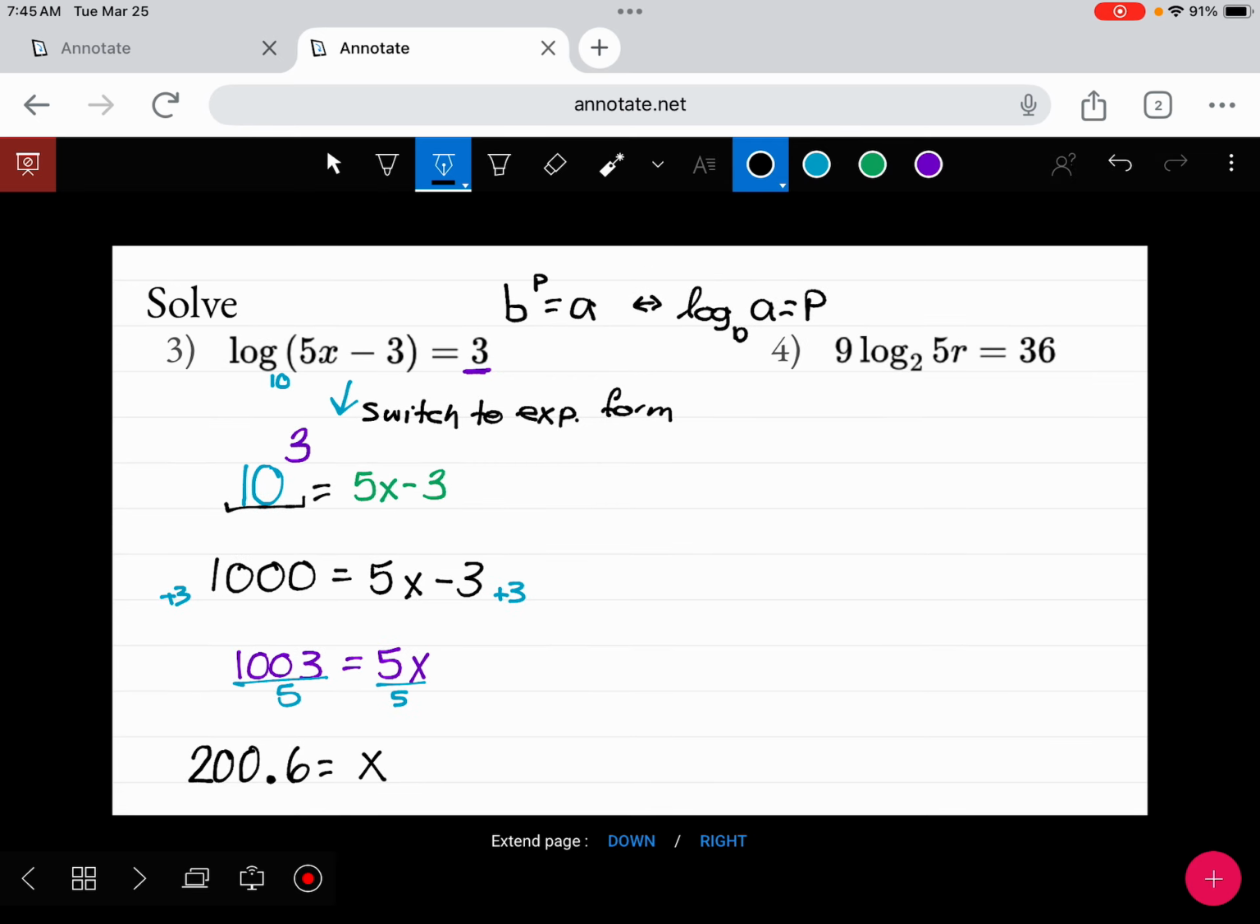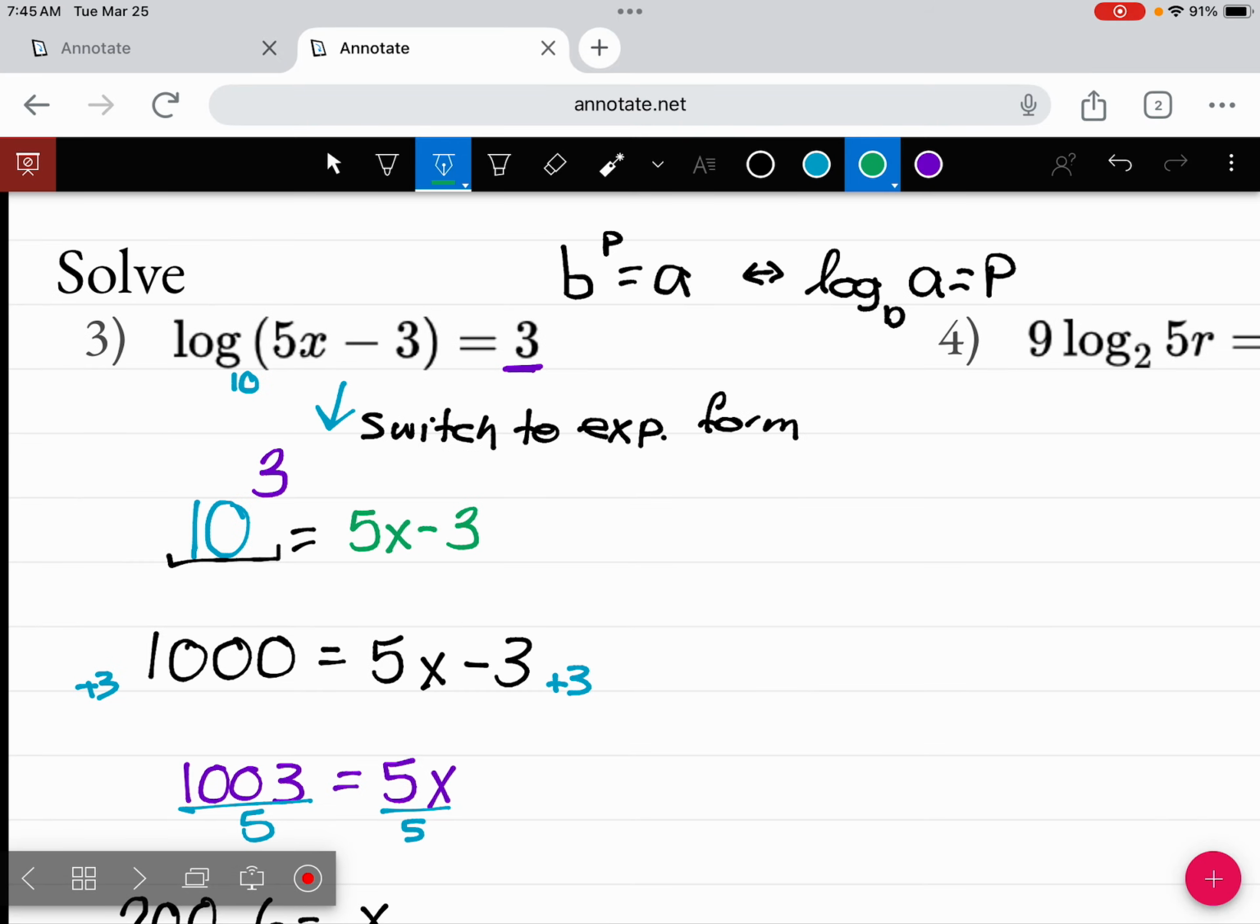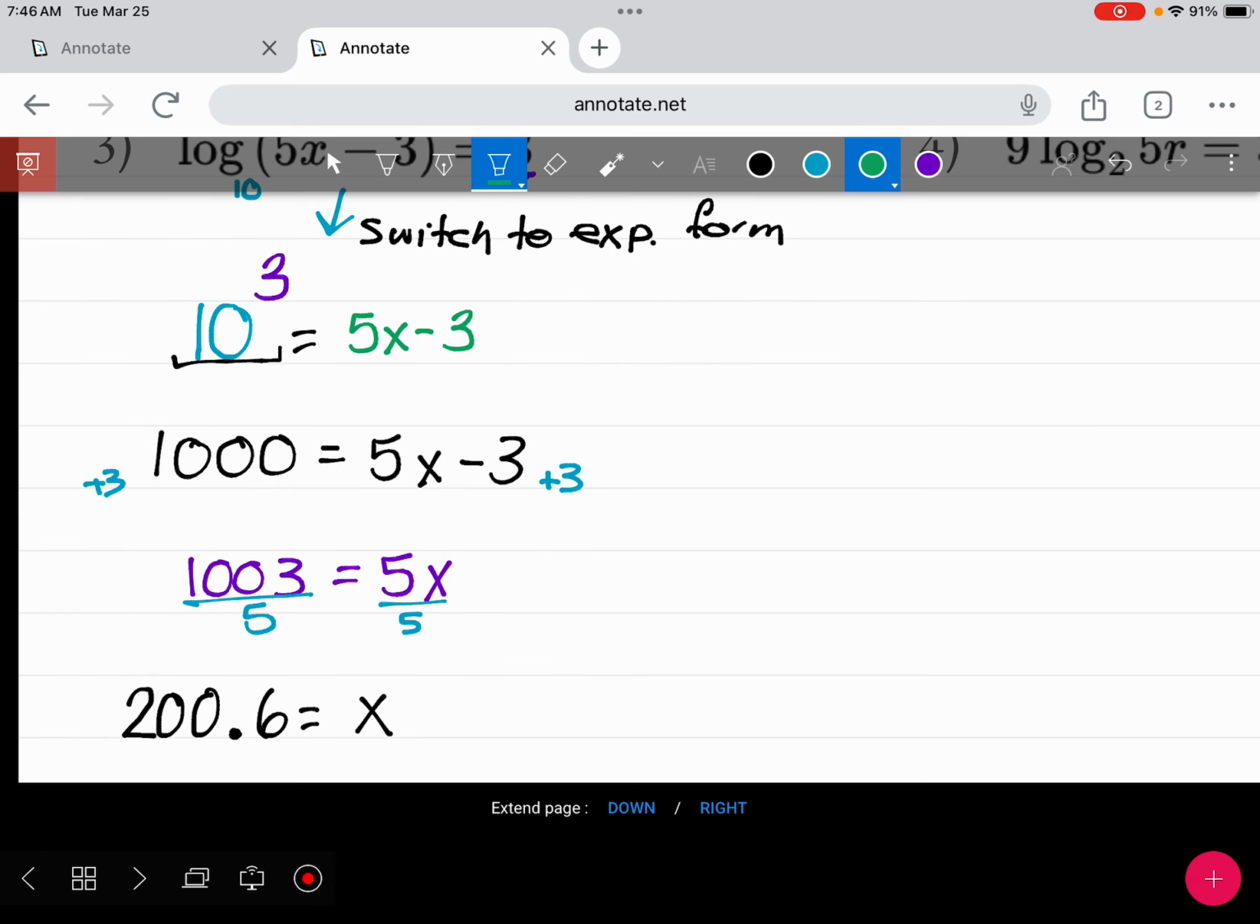200.6 is our x. We still need to check it. We need to make sure that we have a valid argument. So if I substitute in my 200.6 here, are we going to have a positive argument or a negative argument? As I say, if we substitute it in right here, 5 times 200 is definitely bigger than 3, so this is going to be positive. That's totally fine. So we checked it.